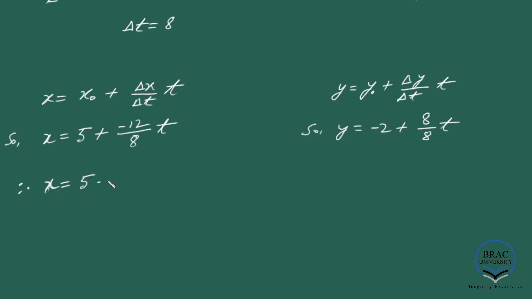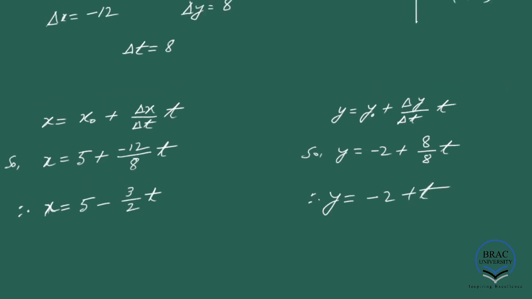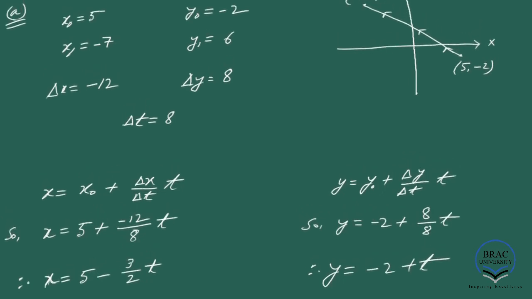Great. And then you just simplify it a little bit, so it's going to be 5 minus 3 over 2 times t. That's the x coordinate for Rupam's location, and the y coordinate would then be negative 2. So this is 1, so it's going to be plus t only, right? So this gives us the x coordinate and y coordinate for Rupam.